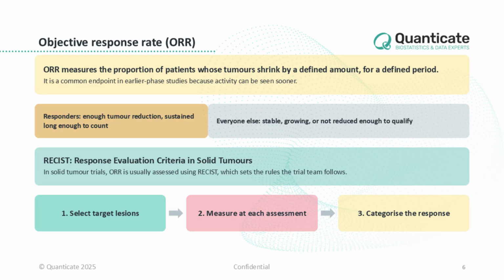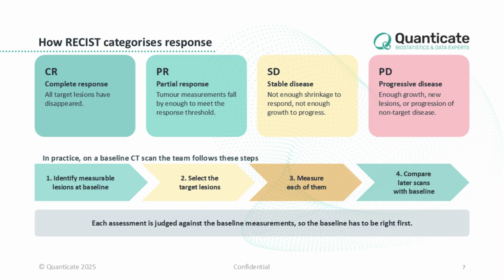Objective response rate, or ORR, is another common oncology endpoint, especially in earlier studies. It measures the proportion of patients whose tumours shrink by a defined amount for a defined period. In solid tumour trials, ORR is often assessed using RECIST, which stands for Response Evaluation Criteria in Solid Tumours. RECIST sets rules for selecting lesions, measuring them, and categorising response as complete response, partial response, stable disease, or progressive disease. For example, a patient may have measurable lesions on a baseline CT scan.